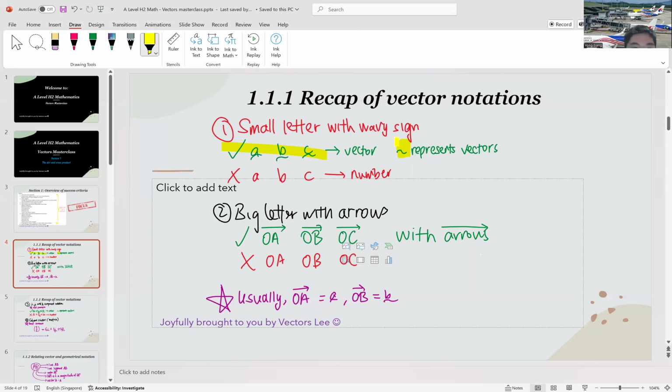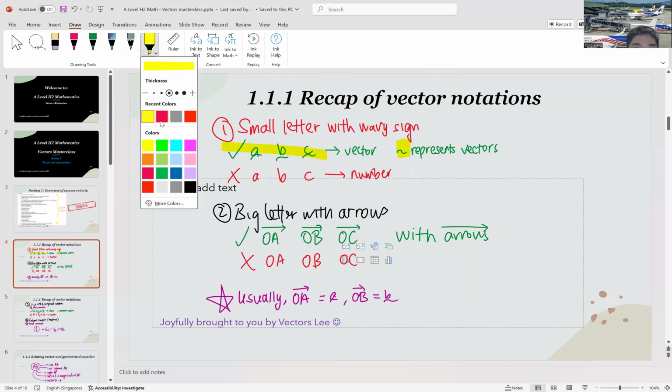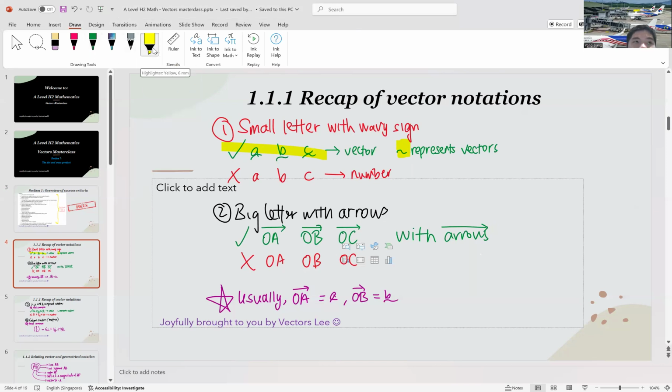Of course, all this one is wrong, because a, b, c without the wavy sign is itself a number. So please learn how to distinguish vector algebra and number algebra.